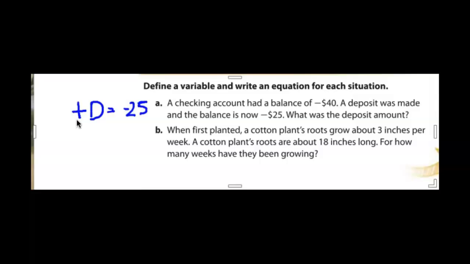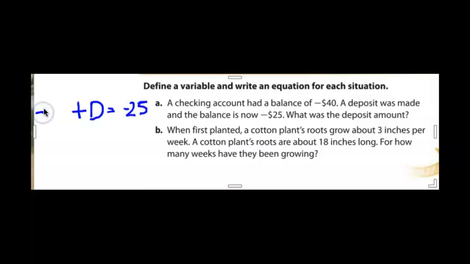The only other thing we need to write to complete this equation is how much we started off with. So I want you to go look back at the problem and tell me what amount was originally in the bank. Answer that for me.